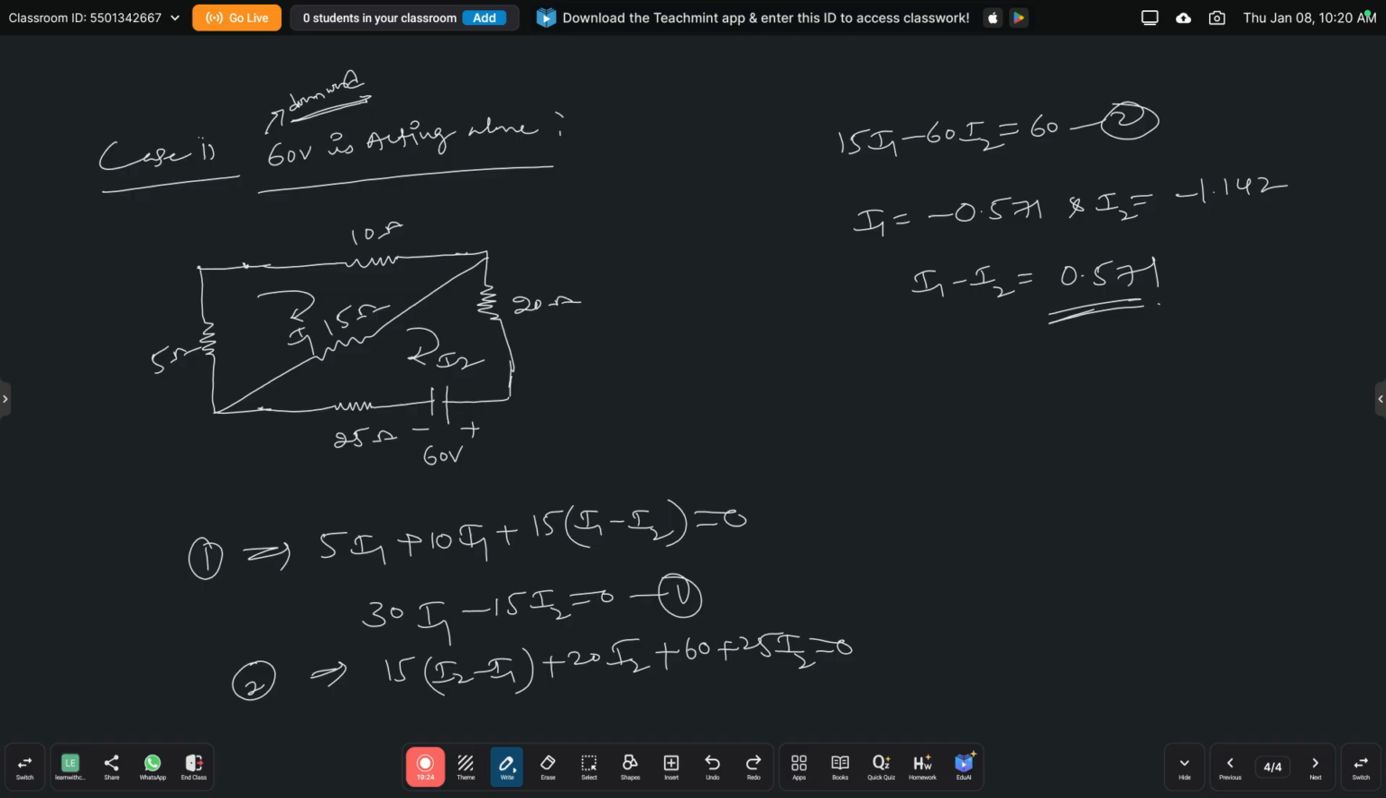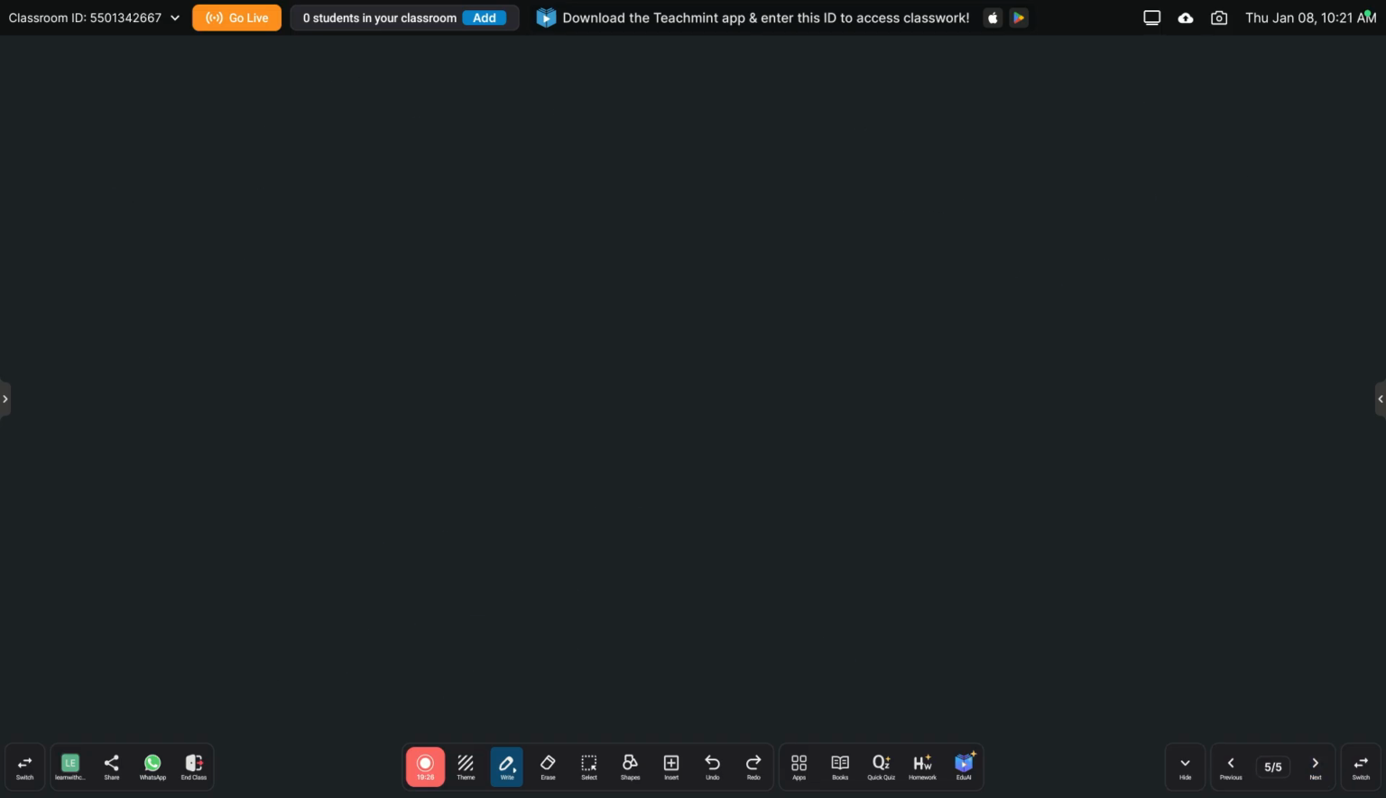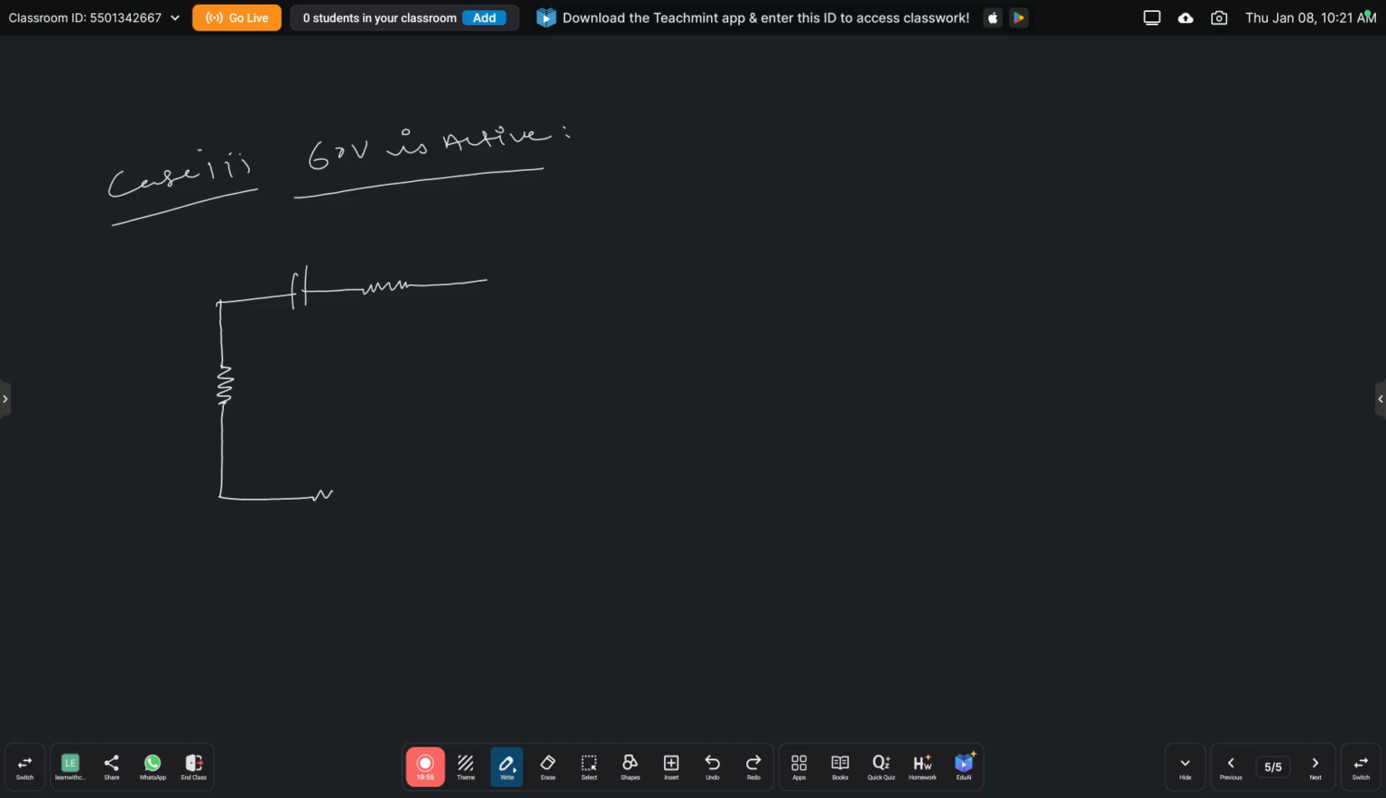Okay, so in the next case we are taking the one more 60 volts active. So then also we need to find the current through 15 ohm resistance. Case 3, so here also 60 volts is active. So here just draw the circuit again. So here top 60 volts is active. So then the circuit becomes like this. So here one voltage source is there, that is short circuited.